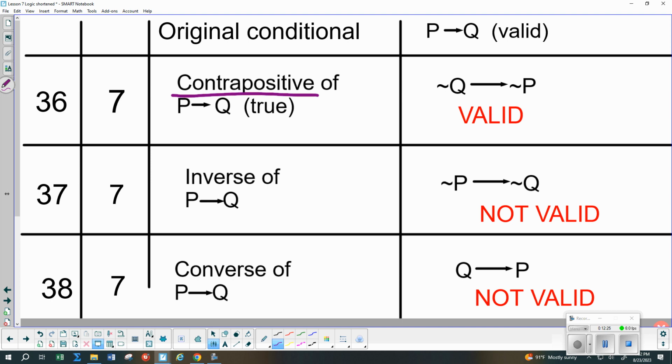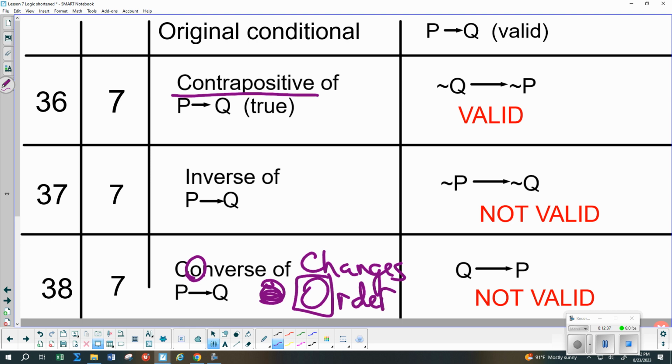The last two are the ones I have trouble with. Converse has an O in it, and it changes only the order. Inverse does not have an O in it, so it does not change the order. It just puts in the nots. Use that if it helps you. If something else helps you more to keep straight which is which, you're welcome to use that. And now we're going to move on to examples and practicing identifying what all of this means.